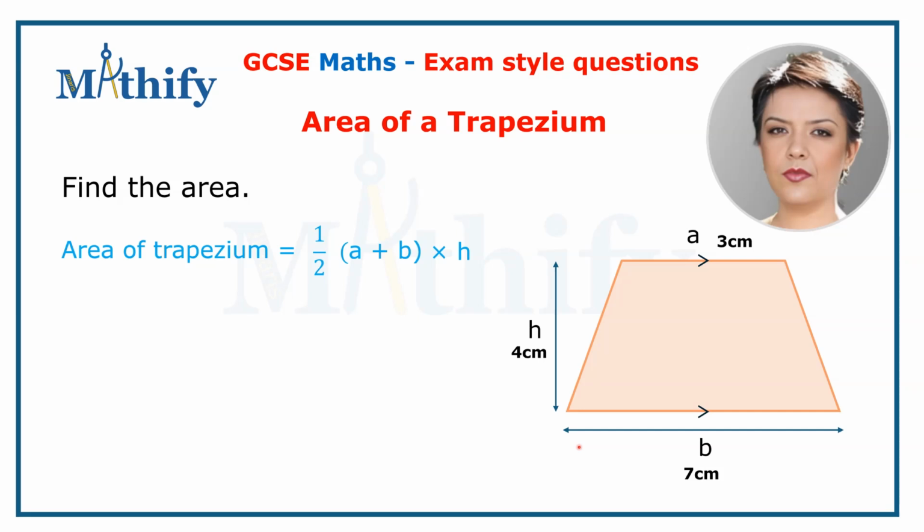So to work out the area of a trapezium, we would plug these values into our formula. So it would be a half multiplied by open bracket 3 plus 7 close bracket multiplied by our height, which is 4. So 3 plus 7 is equal to 10. 10 multiplied by a half is the same as 10 divided by 2. That will give us 5. 5 multiplied by 4, which is our height, would give us 20 centimeters squared. Therefore, our area of trapezium is 20 centimeters squared.